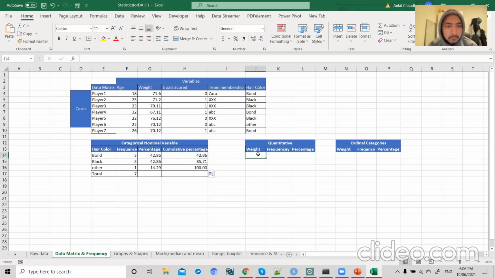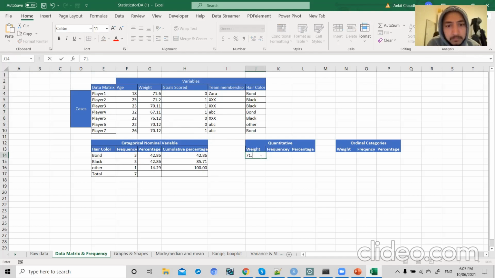So your weight. Here we know this is your categorical variable, so we added frequency here, right? But in the case of weight, every player has a different weight, right?